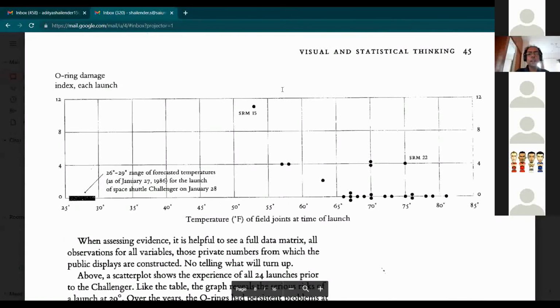When you plot that data, on the x-axis you're plotting temperature, and on the y-axis you're plotting the damage index. Is it clear what this graph is? It's just plotting the previous data. Do all of you know how to plot graphs? Have you done that before?